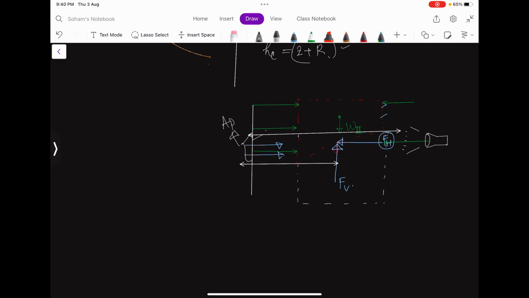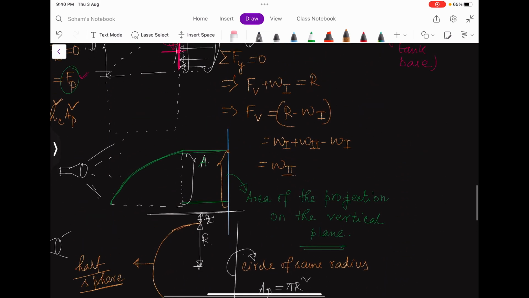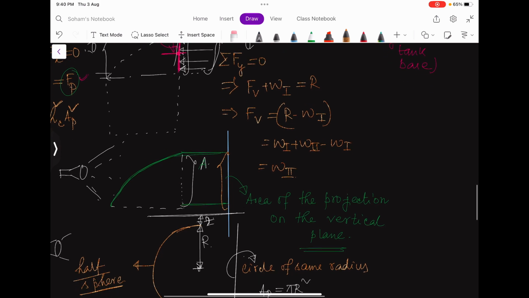Now, if I have to consider the vertical force, there is only weight W2. So again, for this, summation of Fy equal to 0 directly yields F2 equals F, which matches with the result that has been obtained considering the fluid mass 1, right? This one.